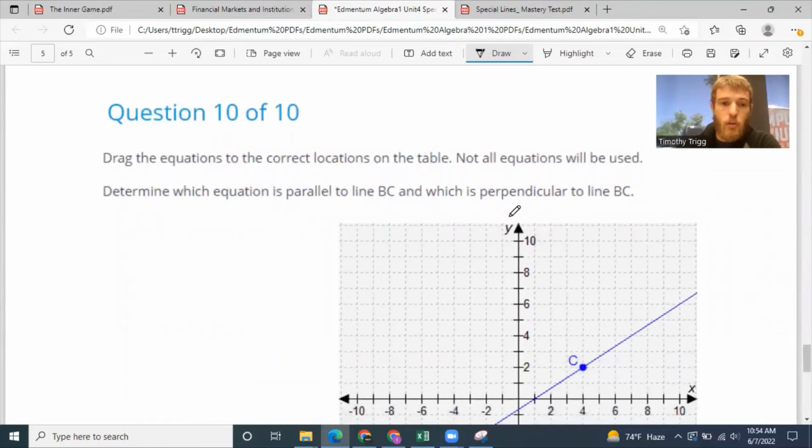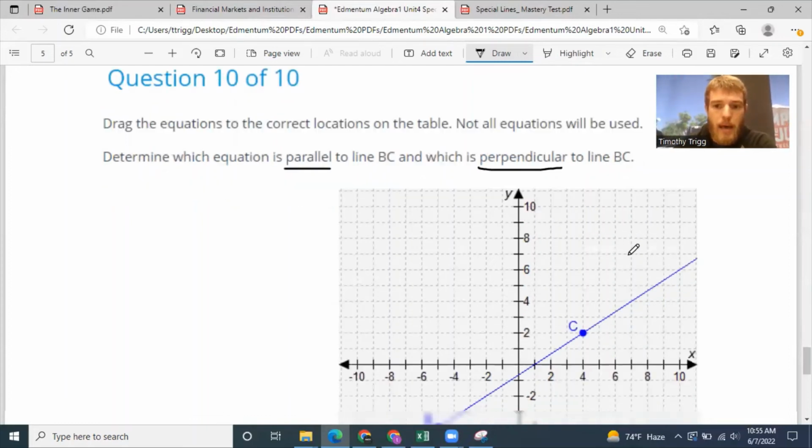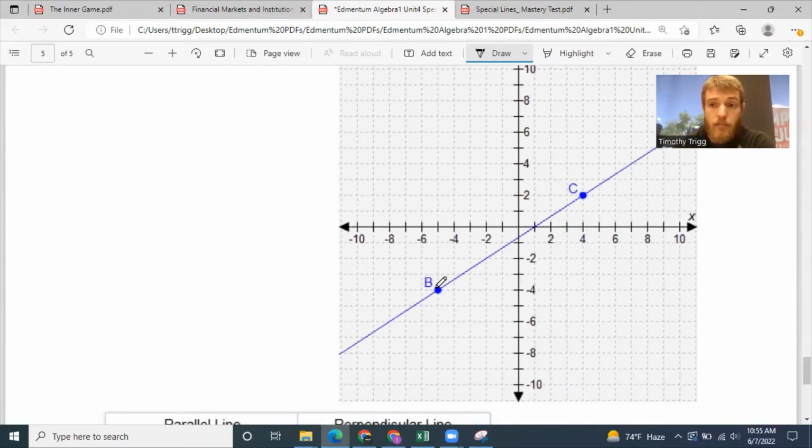Drag the equations to the correct locations on the table. Not all equations will be used. Determine which equations are parallel to line BC, so meaning has the same slope as line BC, and which ones are perpendicular to line BC, meaning the slopes will be opposite reciprocals. Well, in this case, first we need to find the slope of line BC.